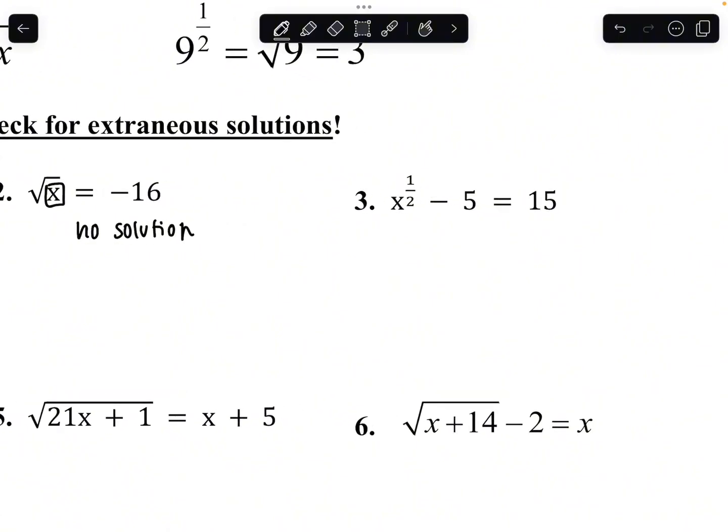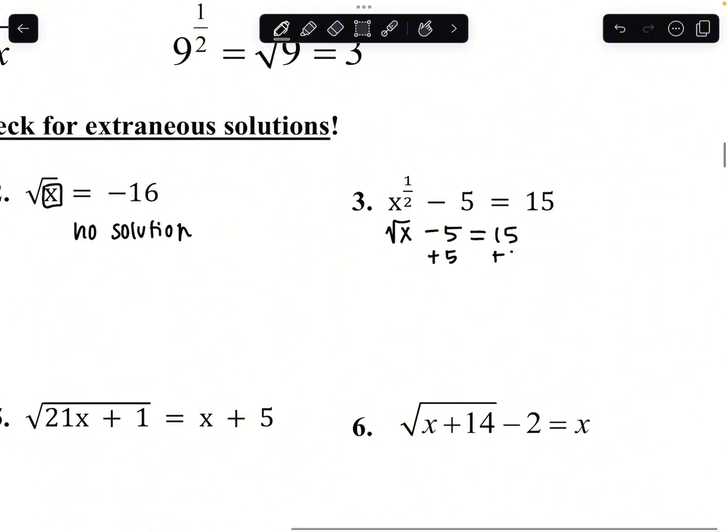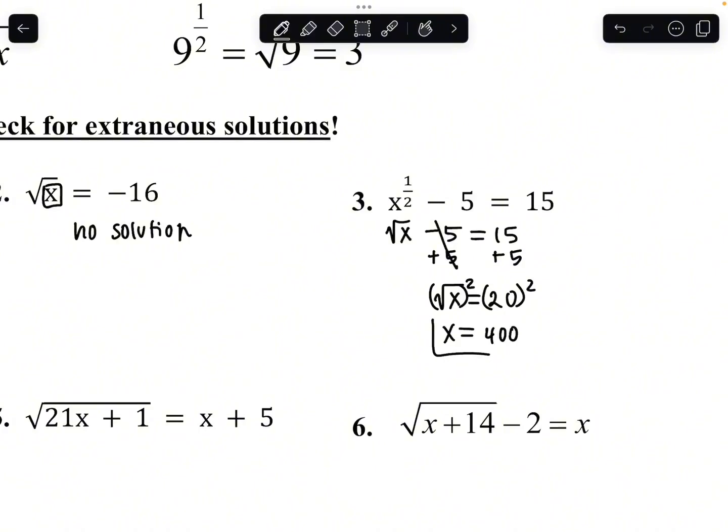In this next example, you can rewrite x to the 1/2 power as square root of x if that makes it look more familiar. As you're solving these equations, you want to isolate the radical. This -5 is outside the radical, so we're going to cancel that by adding. Then we have square root equal to positive, so it is okay to go ahead and square both sides. And so x equals 20 squared, which is 400.